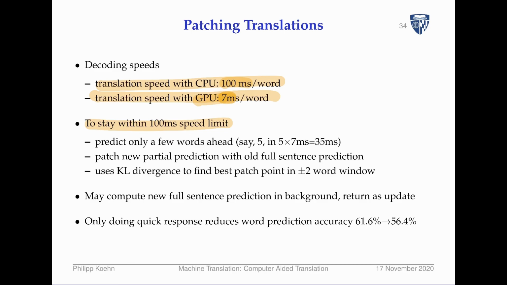The idea here is that we only predict a few words ahead. We're not going to show the full sentence to the translator anyway. So why don't we just translate 5 words and then show those to the translator? That is still within our speed limit. Another idea is to run the completion in the background and have the full sentence prediction while the user looks at it, or to patch this prediction with any previous prediction we might have had. If we do this, we actually lose a little bit in quality.